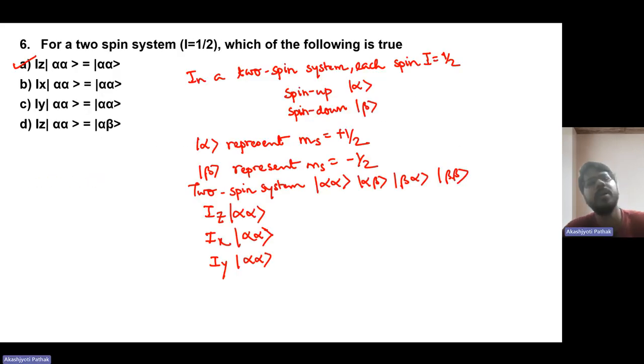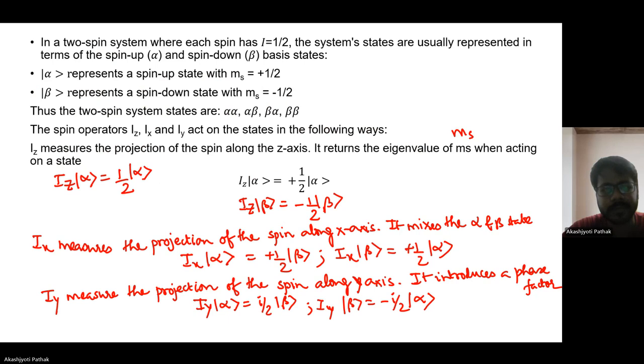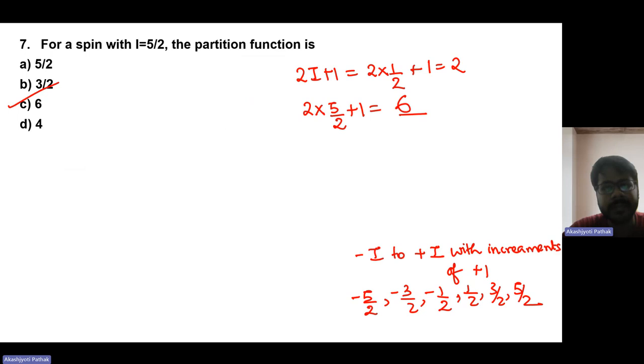And then we learned how to solve these types of problems. When the different operators Ix, Iy, Iz act on the different spin states, alpha alpha, alpha beta, what values do we get? We solved this question. And the partition function is basically the number of possible quantum states, so it becomes equal to 2I plus 1.